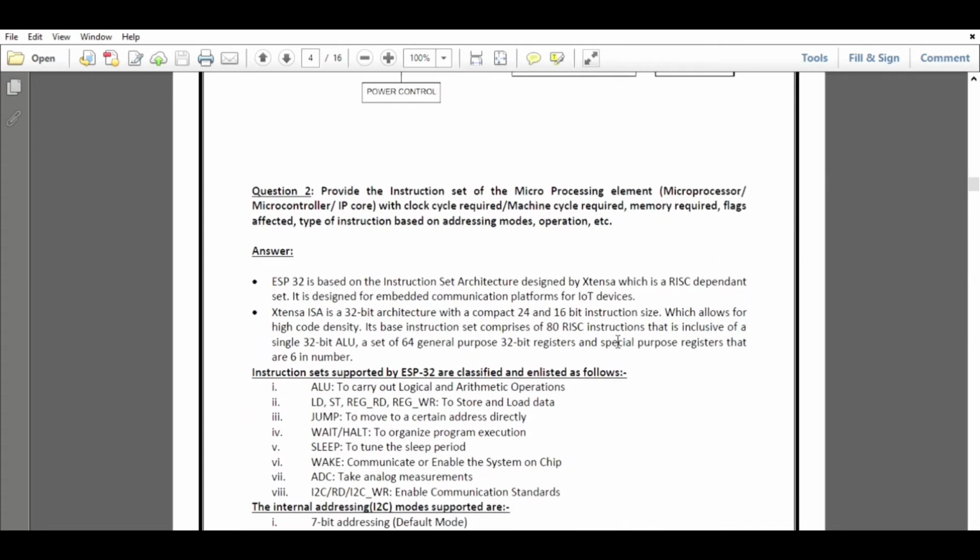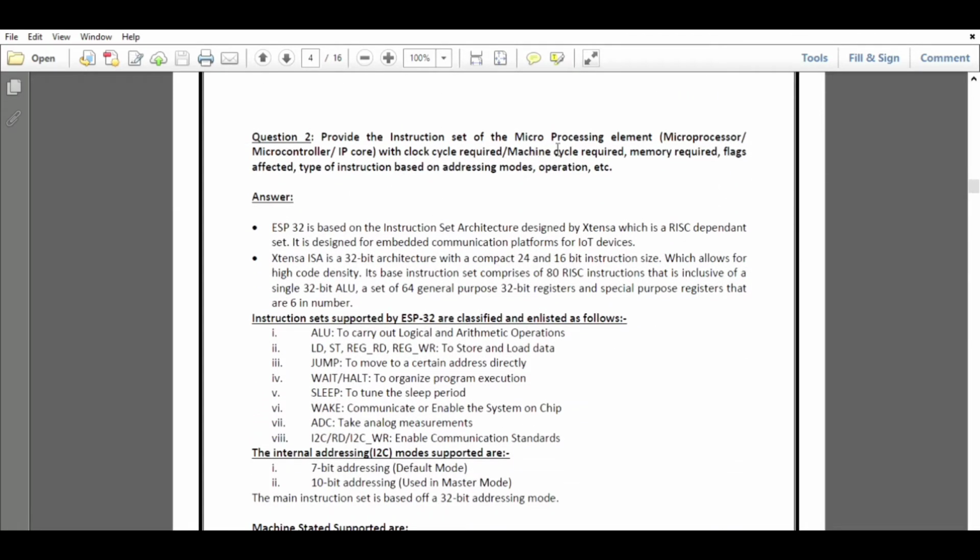Coming to the second question, provide the instruction set of the microprocessing element, microprocessor or microcontroller IP core with the clock cycles required, machine cycles required, flags affected, and type of instruction based on addressing mode operations. The ESP32 is a RISC-based architecture. This is based on an instruction set architecture designed by Xtensa, and the Xtensa ISA is a 32-bit architecture with compact 24- and 16-bit instruction sizes, which allows high code density.